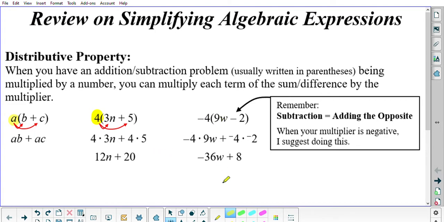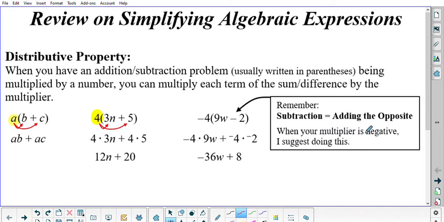Over here, may I remind you that subtraction is the same as adding the opposite. Now, we've talked about this numerous times this year. There are many times that we do not make subtraction become adding the opposite. But I've given you a little piece of advice here.